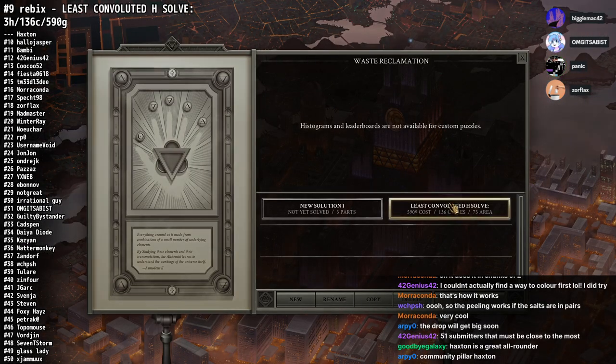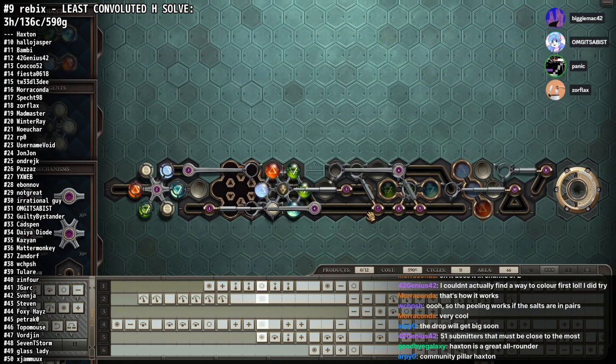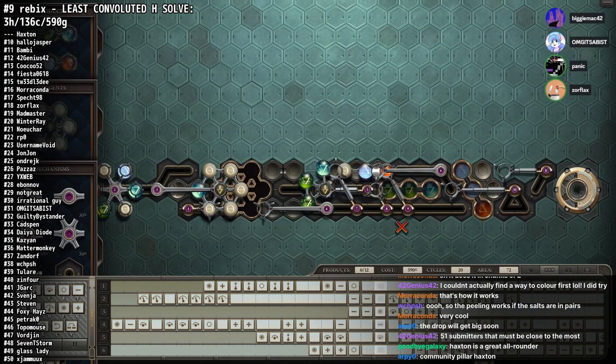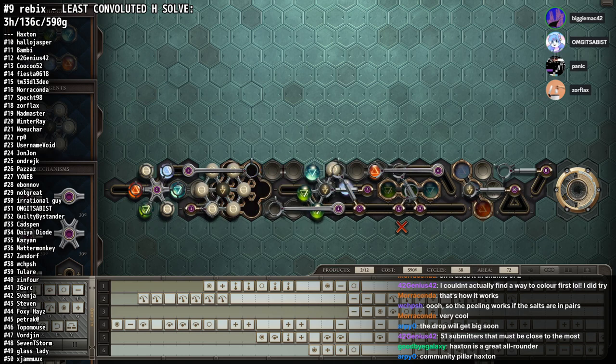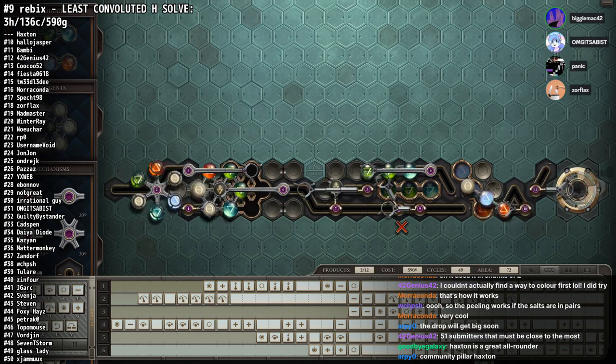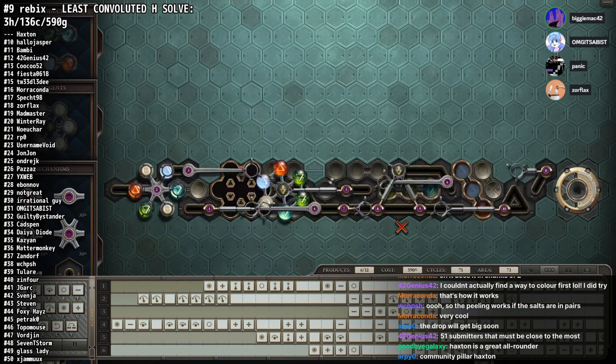But yeah, two more cycles down to Rebix. Least convoluted H solve. So I was stuck at almost Rebix for a while. That was when I thought I was at a local minimum. So this is a familiar looking number, but it's so different from the solve approach I took.